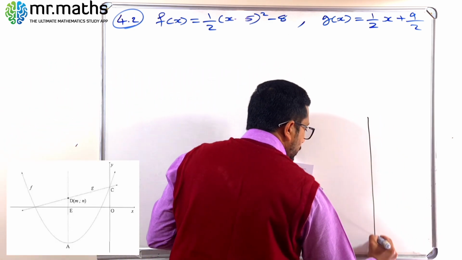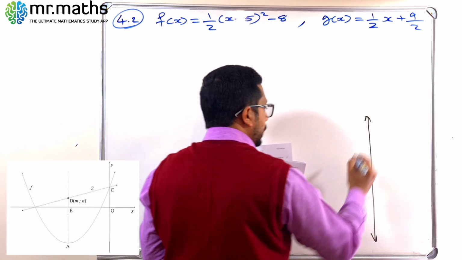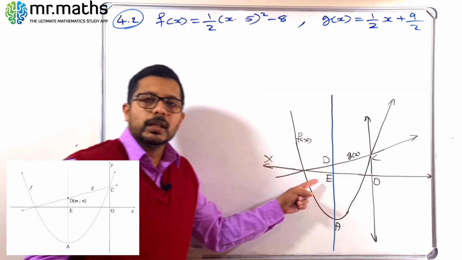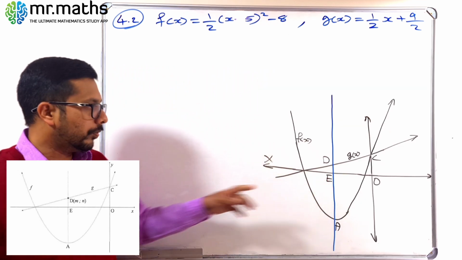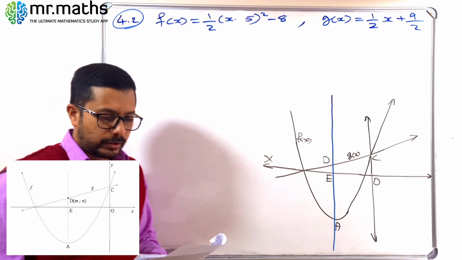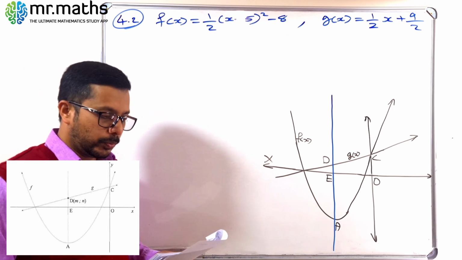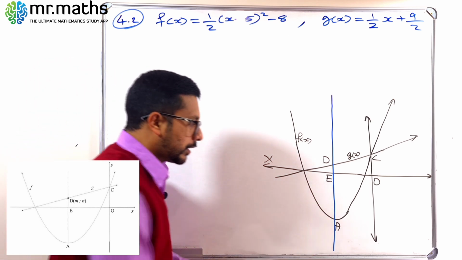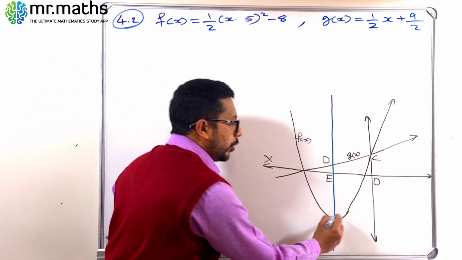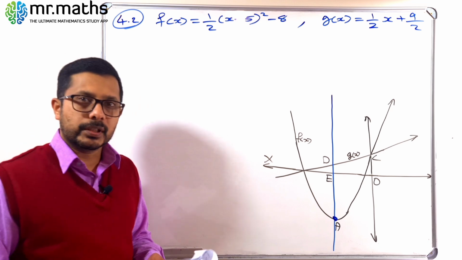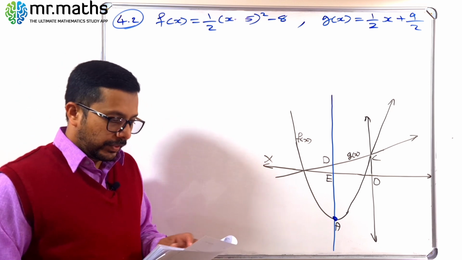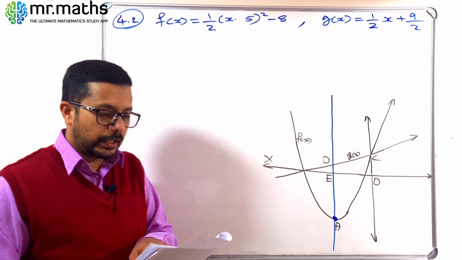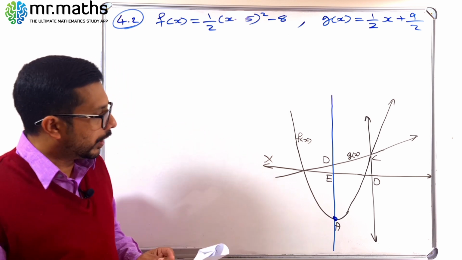So this is the y-axis and this one is the x-axis. This is the graph given, and I draw a rough graph. Now look at the first bullet. A is the turning point of f. So it is given that this point is the turning point of that f of x, that parabola. The axis of symmetry of f intersects the x-axis at E and the line g at D, which is m, n.